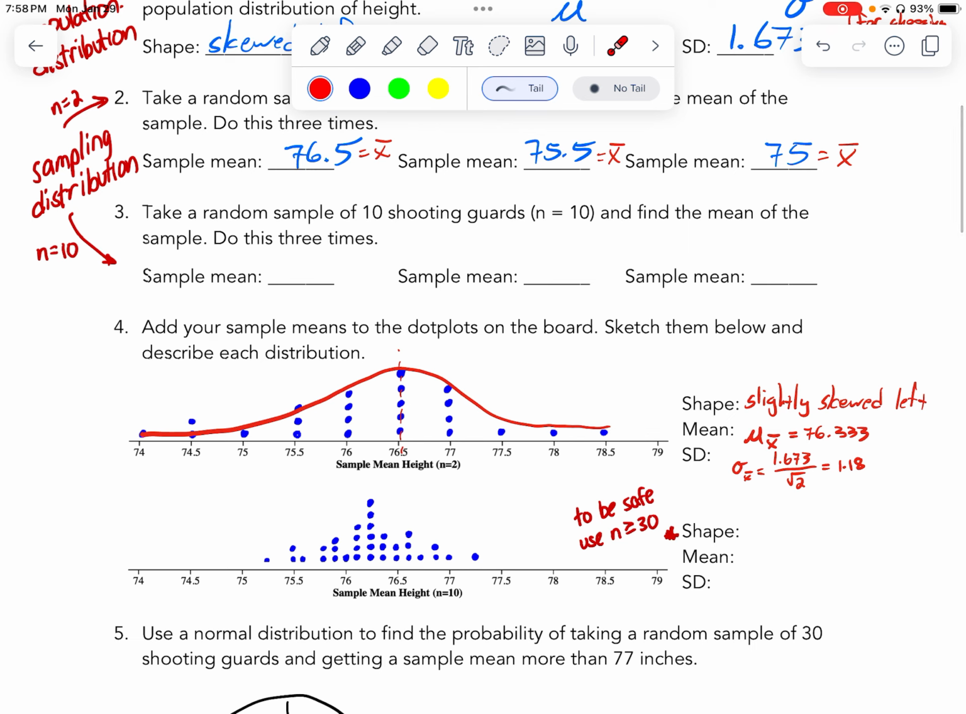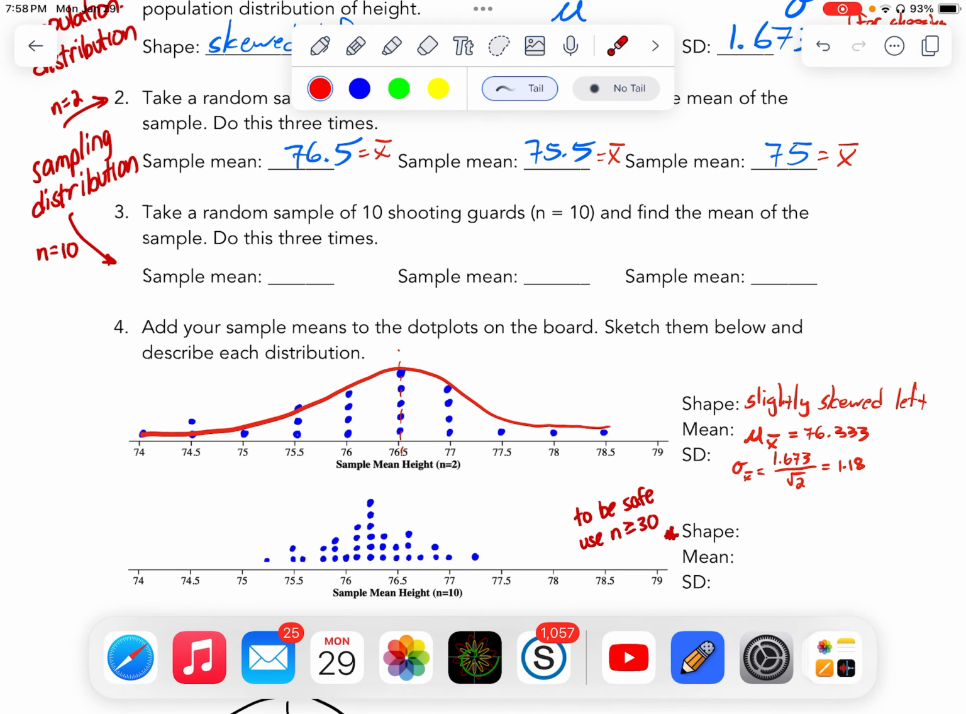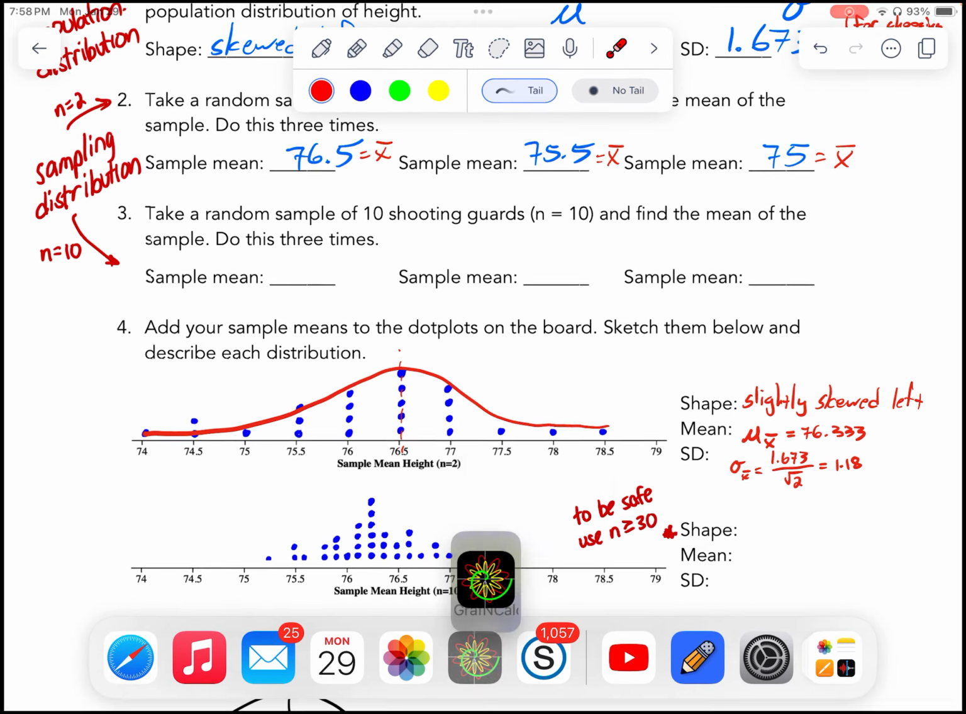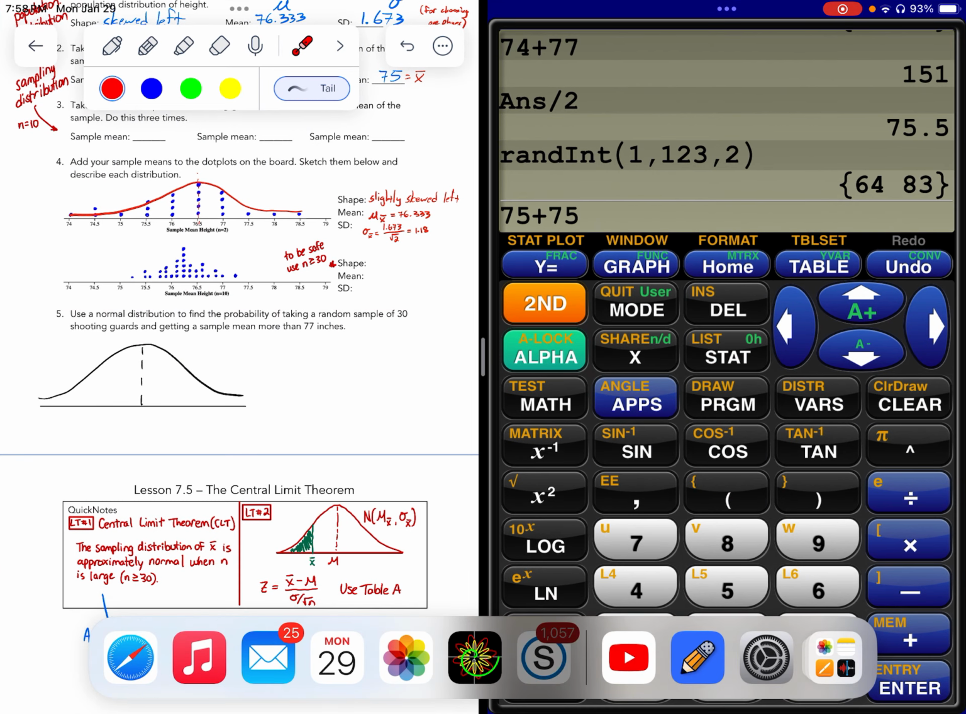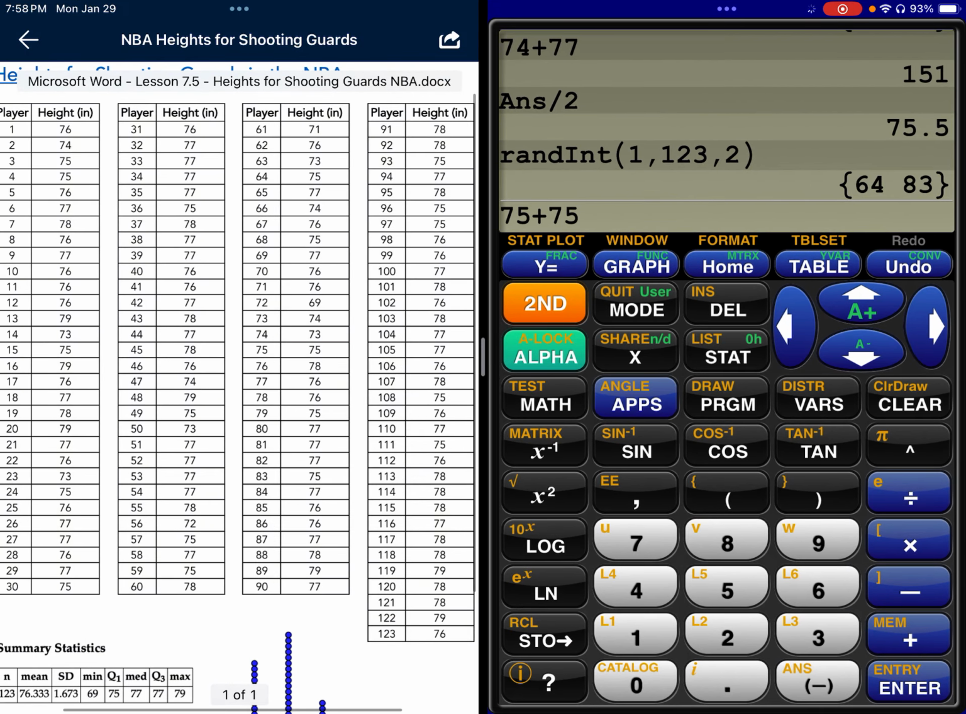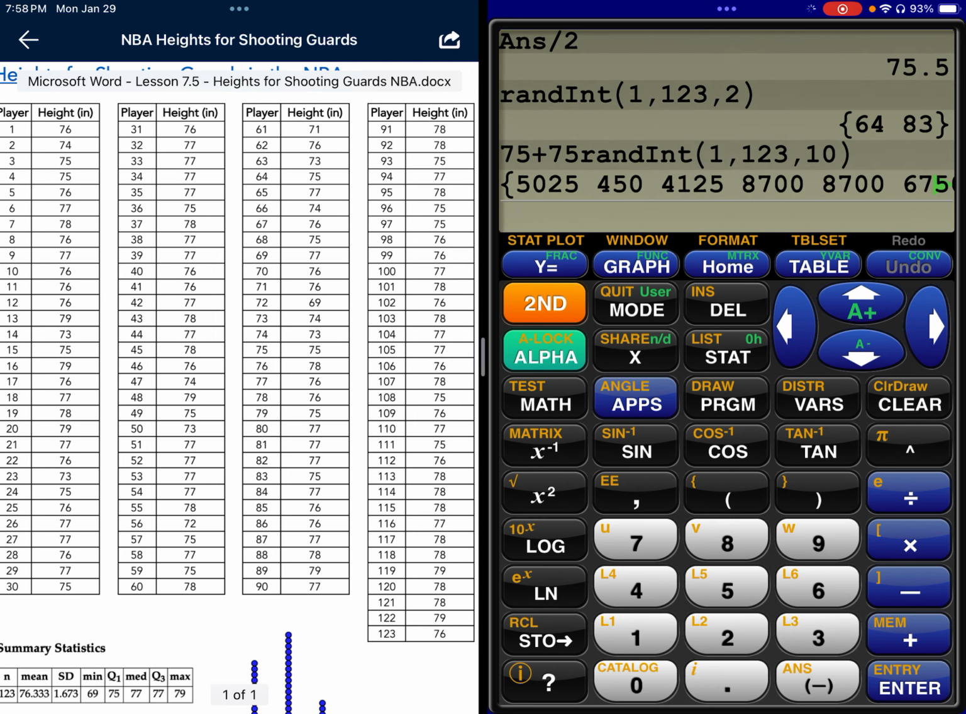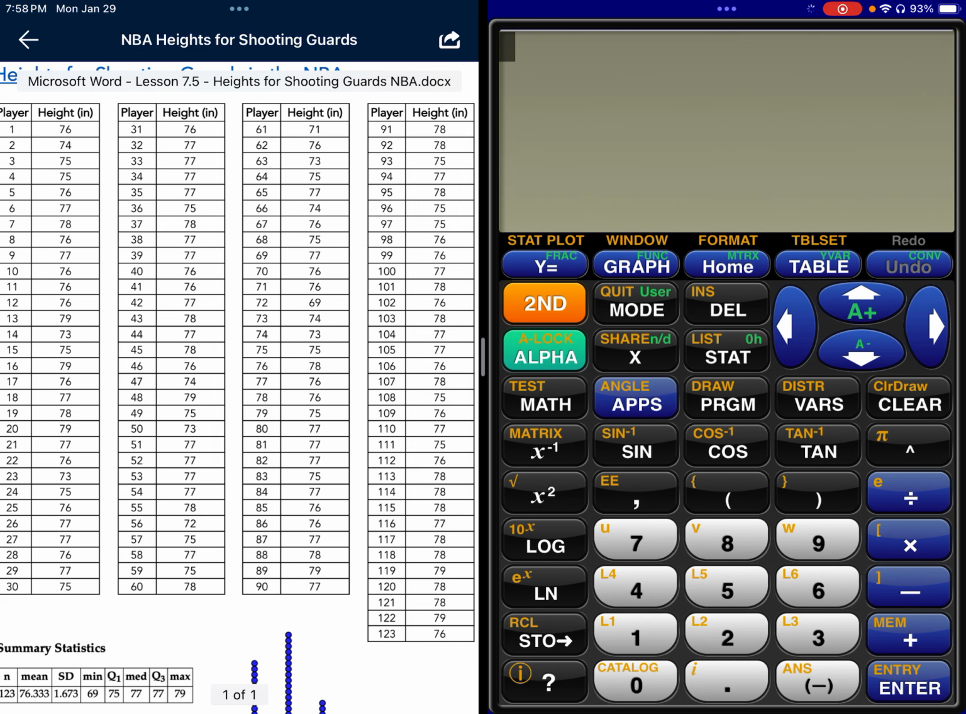Then the third question, we're repeating this, but we're just increasing sample size. So just to show you the process, and you could maybe do one. I realize you're not in class right now if you're watching this video, but it may help you to understand what we're doing, to go through the motions a couple times. So I'm going to do this for 10 shooting guards. Whoops, my bad. Let me start over.